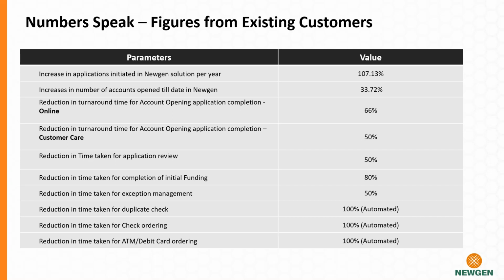Okay, reduction in turnaround time for account opening application completion by customer care. Because the solution is omni-channel, we are able to impact the benefits at all levels. Okay, and then there are additional detailed metrics around application review, completion of initial funding, exception management, and ordering of checks or debit cards. So we are able to reduce the time and impact the overall customer experience for account opening.